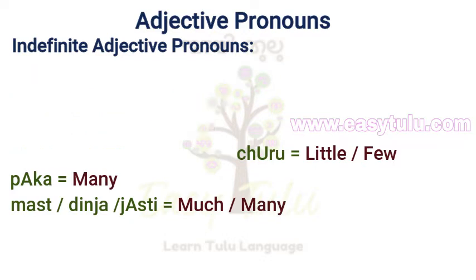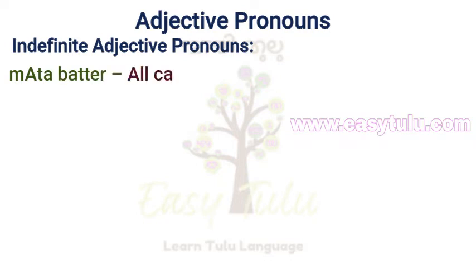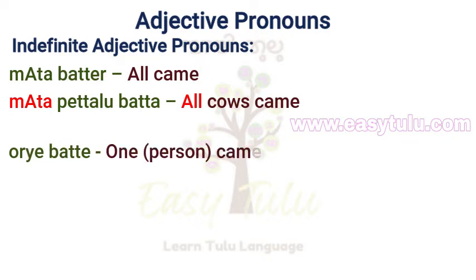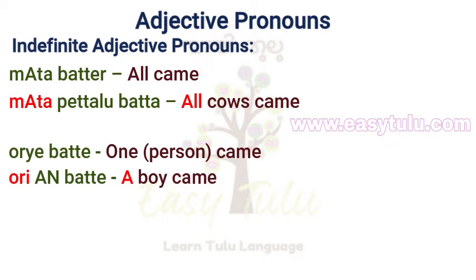For example, Mata Battir, all came. Here Mata is an indefinite pronoun. Mata Pettalu Batta, all cows came. Here Mata is an indefinite adjective pronoun. Variye Batte, one came. Vari An Batte, a boy came.